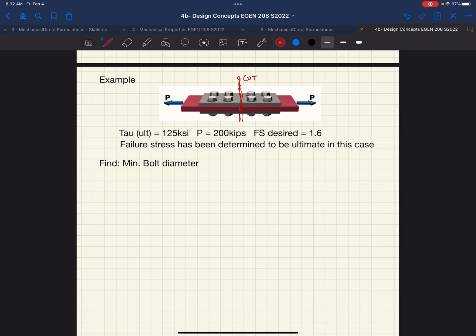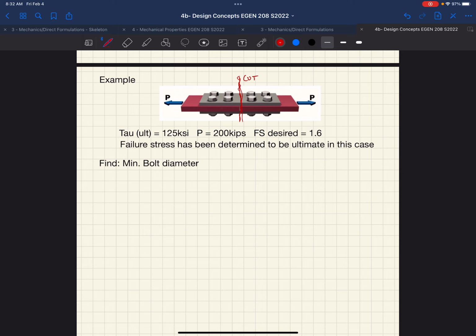Okay. So we've got a splice plate, right? Might be in a brace frame in a building or something like that, okay? Some sort of tension member. We've got this axial load P, axial load of 200,000 pounds is sitting on this splice plate. Might be the truss component in a bridge or something like that, okay? They tell us that the ultimate stress of our bolts, tau ultimate, is 125 KSI.